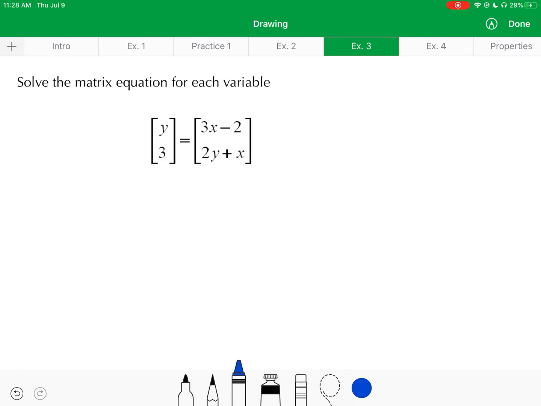All right, moving forward, here's another matrix equation. The two matrices that have been set equal to each other are both 2 by 1 matrices, 2 rows, 1 column. I know the second matrix almost appears like it's a 2 by 2, but what you have to understand is that this 3x minus 2 represents one element of the matrix.